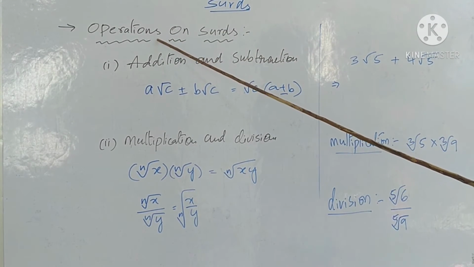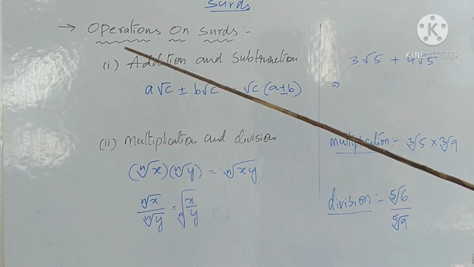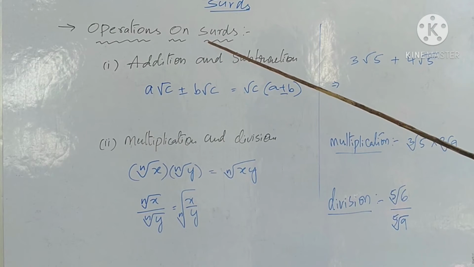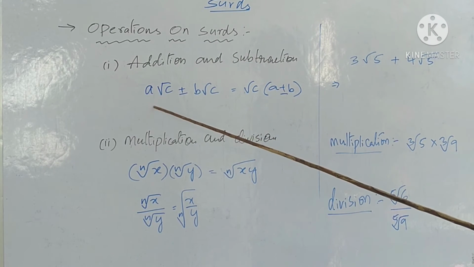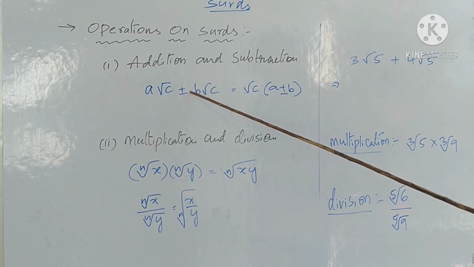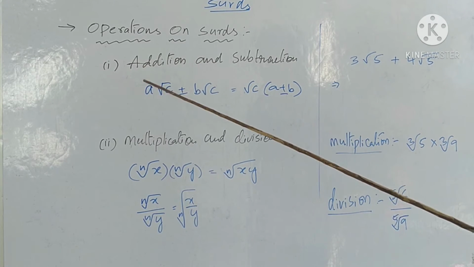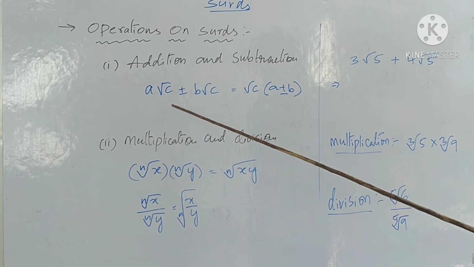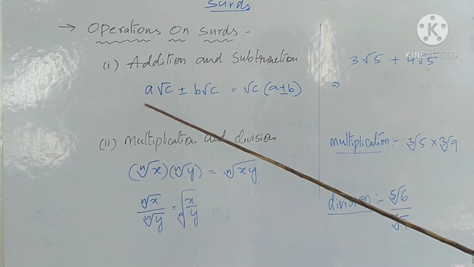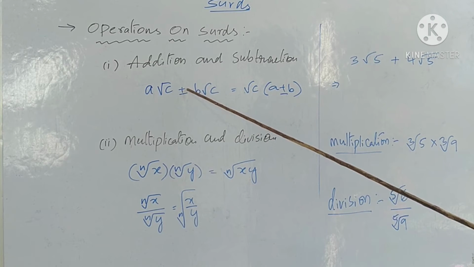So these are the operations on surds, formulas. For addition and subtraction of surds, a into root c plus or minus b into root c is equal to, by the distributive law, root c is common, and the remaining terms are a plus or minus b.